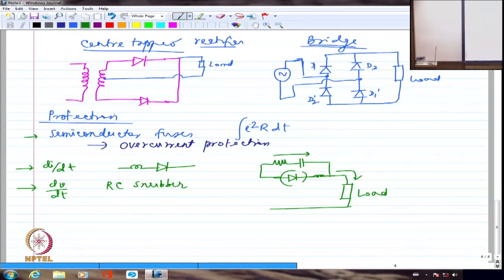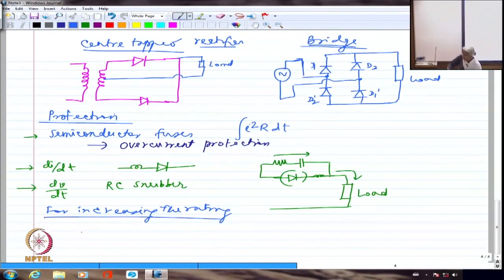In case there is a spike, or in case it is an AC, RMS value may be 6, but the peak value will be 6 times root 2. So I have to definitely put a factor of safety and then choose maybe 7 or 8 or 9 devices. So if I want to increase the rating, I have to include many devices in parallel or series. So I may have maybe one diode and another diode, for example, in series, to withstand a total voltage of VT, V total.